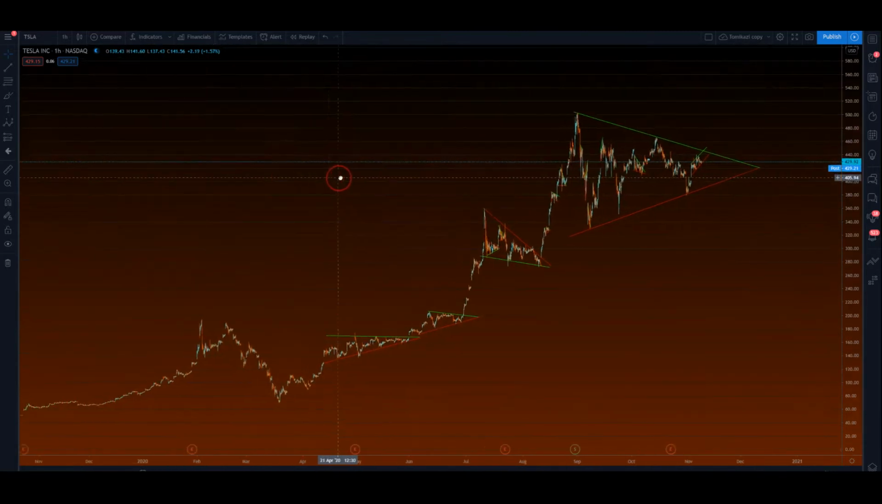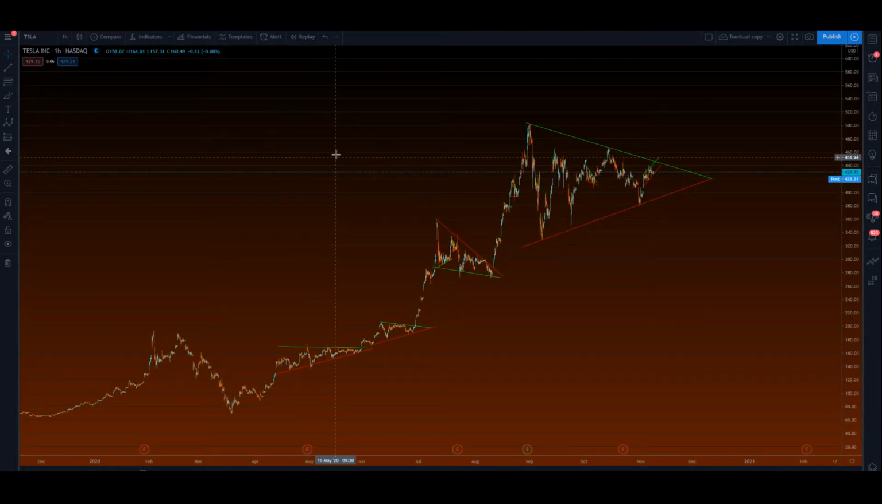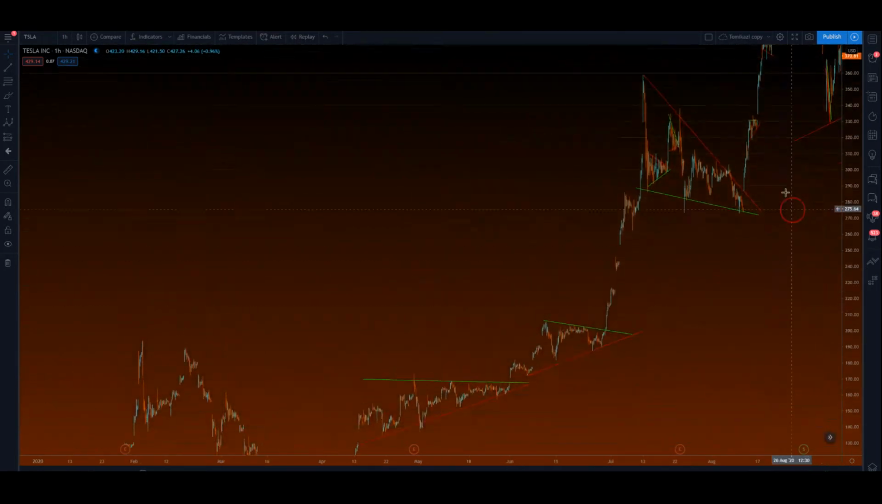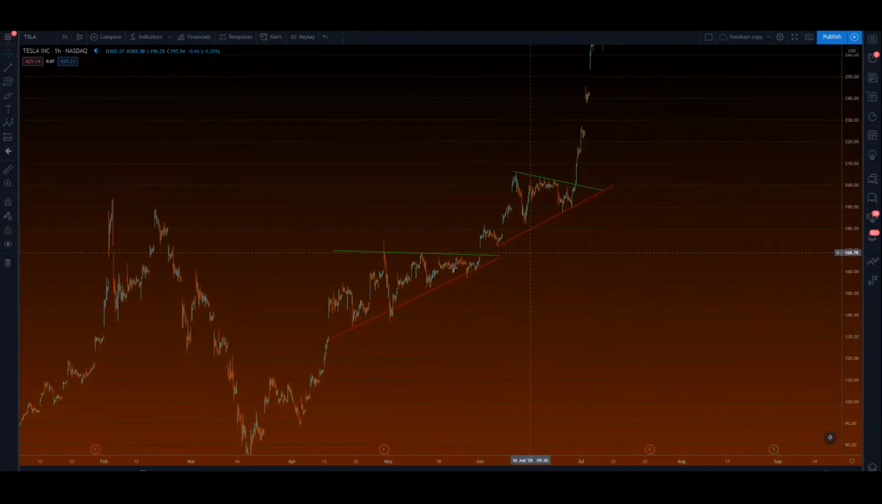What I have pulled up here is Tesla, marked with a ton of different formations. We have super formations and little formations, and we have formations inside of formations. So let's start at the bottom here and go through this. Right here we have a rising wedge. Here you can see that we have higher lows, and the high is staying the same.